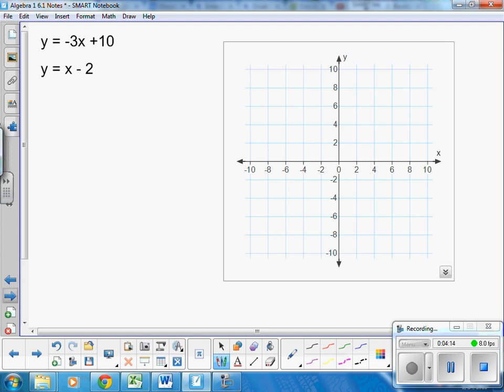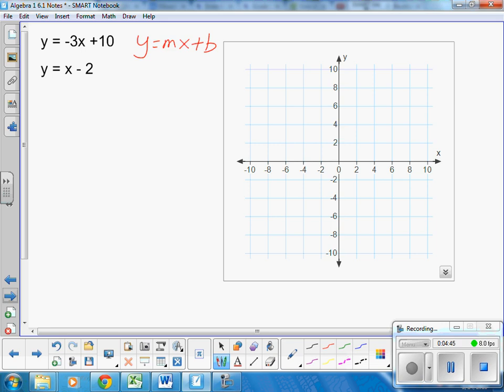All right, so here we have two equations, and what we want to do is solve by graphing. So we're going to graph both lines. We're going to find the intersection. So first thing we have to do is rewrite them, if we need to, in the form y equals mx plus b. That is the slope-intercept form, and that's the easiest to graph from.